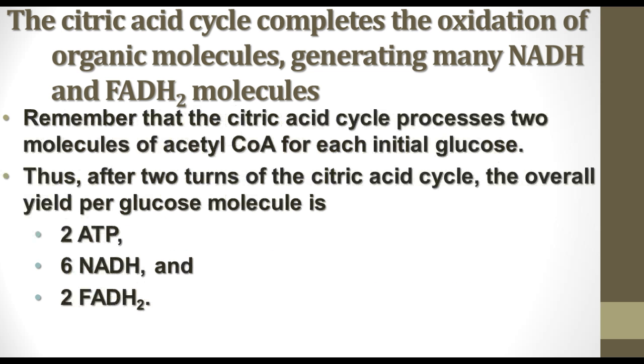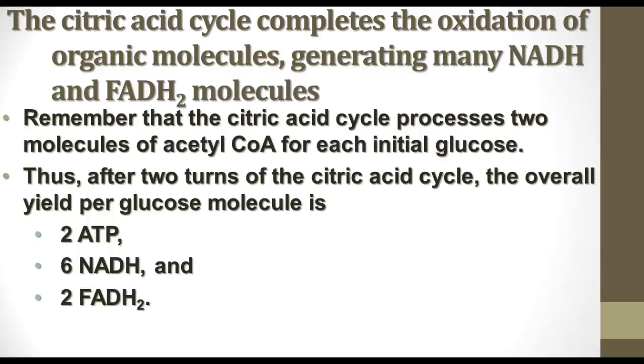Now remember that we have 2 pyruvates that enter this whole process, 2 acetyl-CoAs. And so after 2 acetyl-CoAs go through the citric acid cycle, the yield per glucose molecule from the citric acid cycle will be 2 ATPs, 6 NADHs, and 2 FADH2s. Plus, we're going to add the 2 more NADHs that are produced as we go from pyruvate to acetyl-CoA.